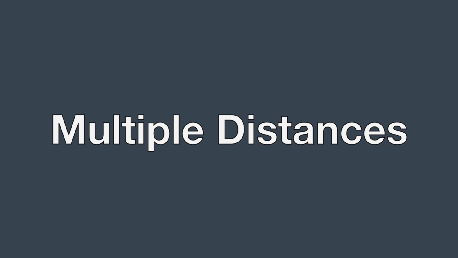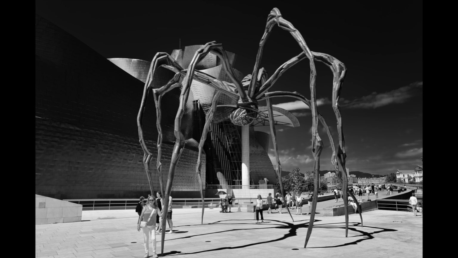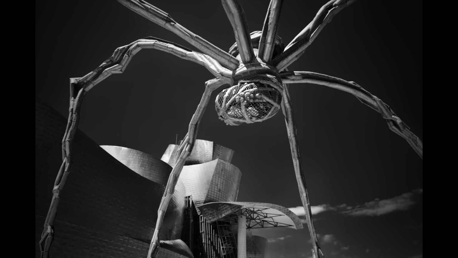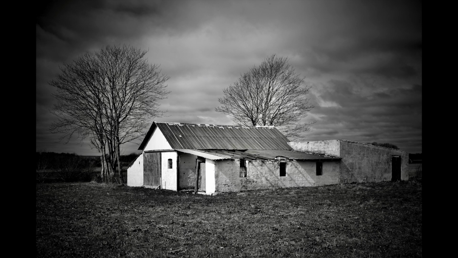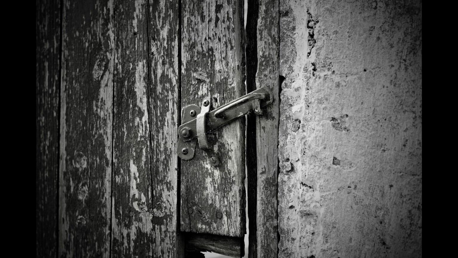Multiple distances. In videography, you often use different kinds of distance to your subject. That way, you make a story and the viewer will find it more interesting to watch. And you can do the same in your photography. Take pictures from different distances, one from far away, one a little bit closer, and last but not least, make some close-up pictures of your subject.